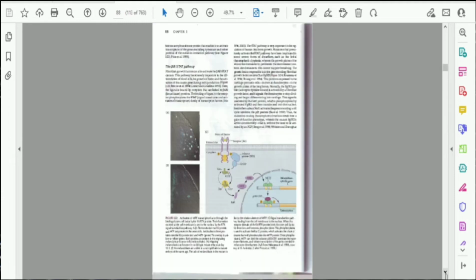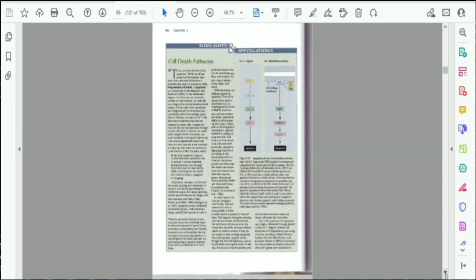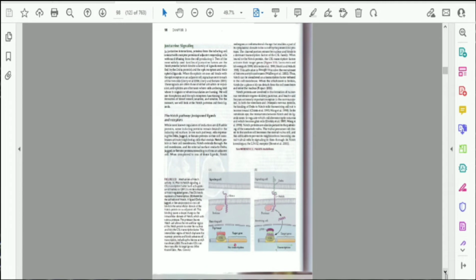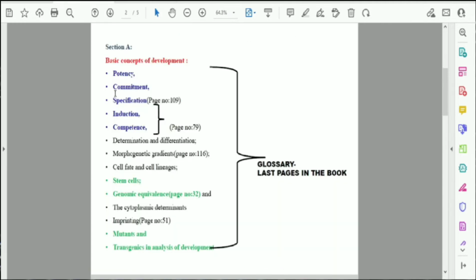So try to cover the sidelights and speculations also, and the Notch pathway; everything is important. Okay, the next thing is morphogenetic gradients, which I already discussed. In section A, there is no need to study stem cells, genomic equivalence, mutants, and transgenics in analytic development, because I analyzed the past 10 years of question papers, and only 3 to 5% of questions have been asked from this particular unit.